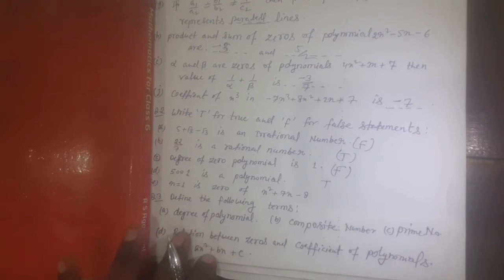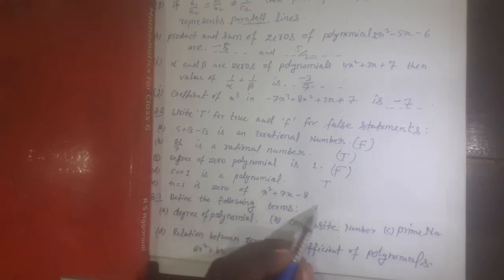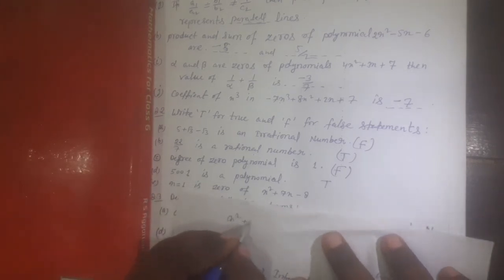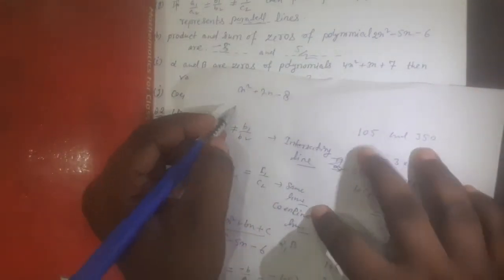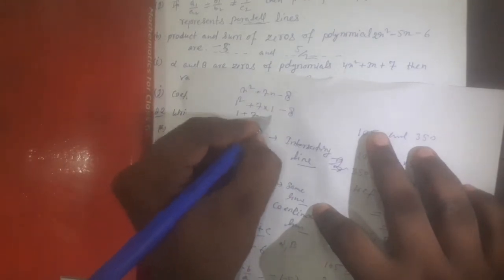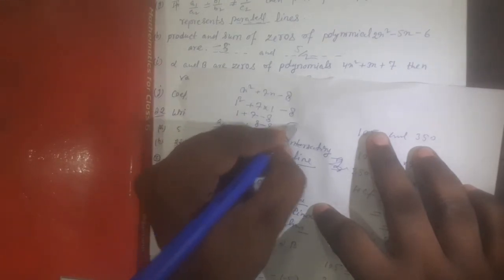Moving to the next, x is equal to 1 is the zero of this polynomial. So you will put the value of x here. If you put x is equal to 1 and it becomes 0, then x is equal to 1 is a zero. So let me check here. The equation given here is x square plus 7x minus 8. Now put x is equal to 1 here. So it will be 1 square plus 7 into 1 minus 8. So it is 1 plus 7 minus 8. This is 8 minus 8 and it will be 0. So the right answer is yes. Yes, it is the true option. Okay. Moving to the next.